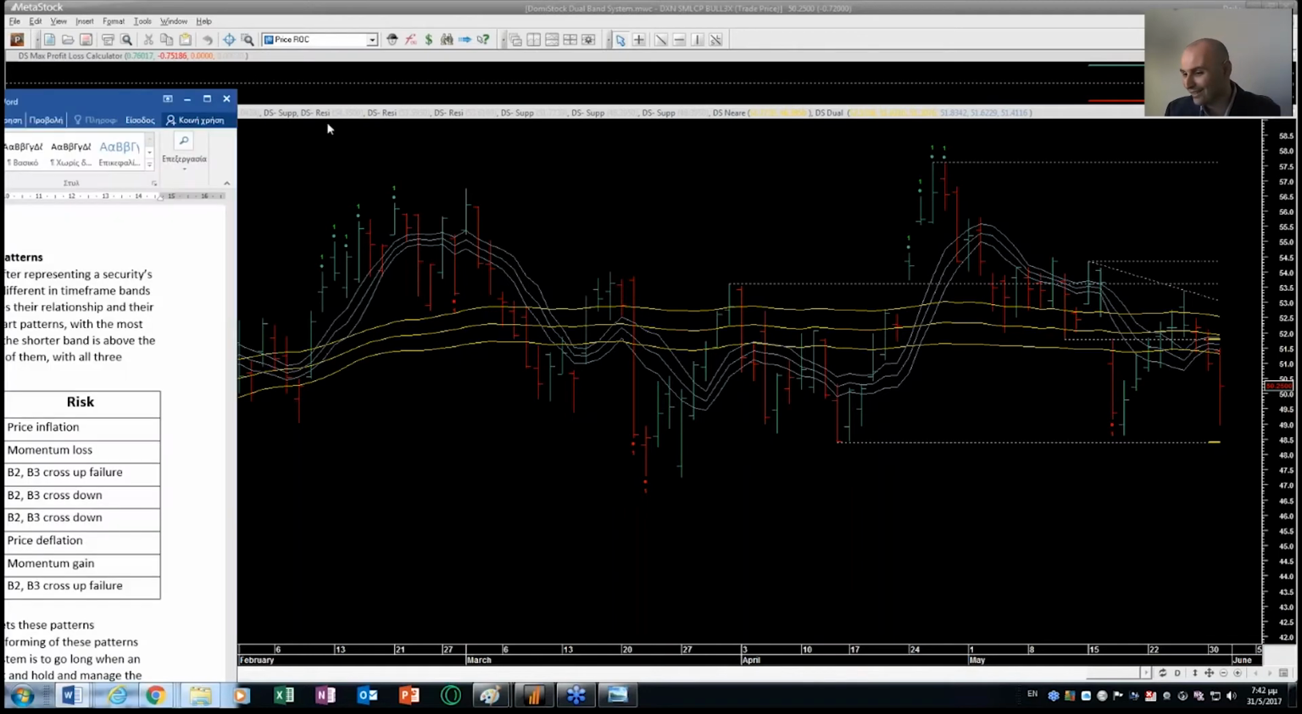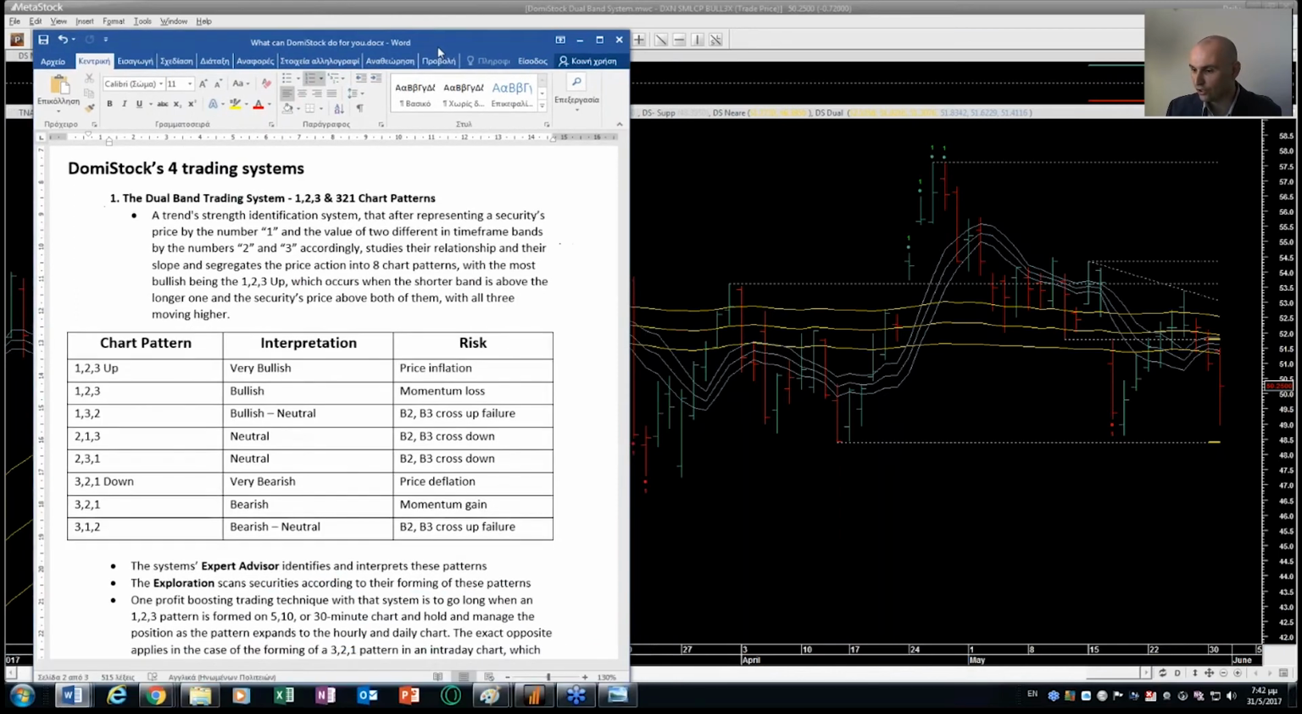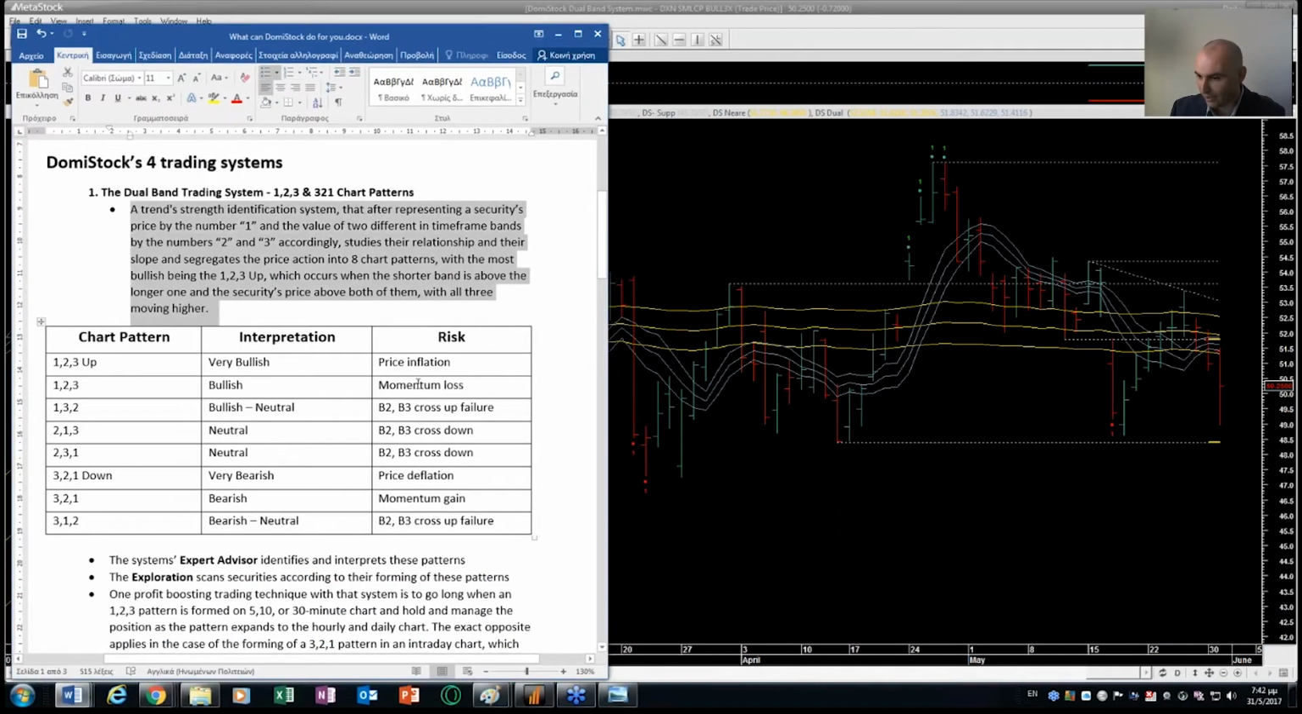Okay, guys, it took me half a day to manage to write this sentence. Believe it or not, I didn't know how to write it. My English is not that good. I hope this is going to help you understand in this paragraph what this system does. The very first one of the DomiStock 4 trading systems. This is a trend strength identification system.